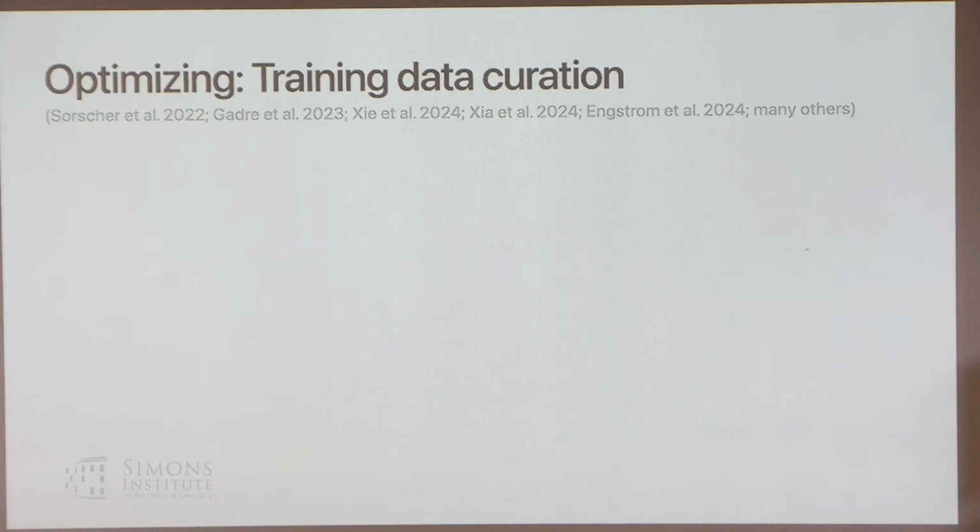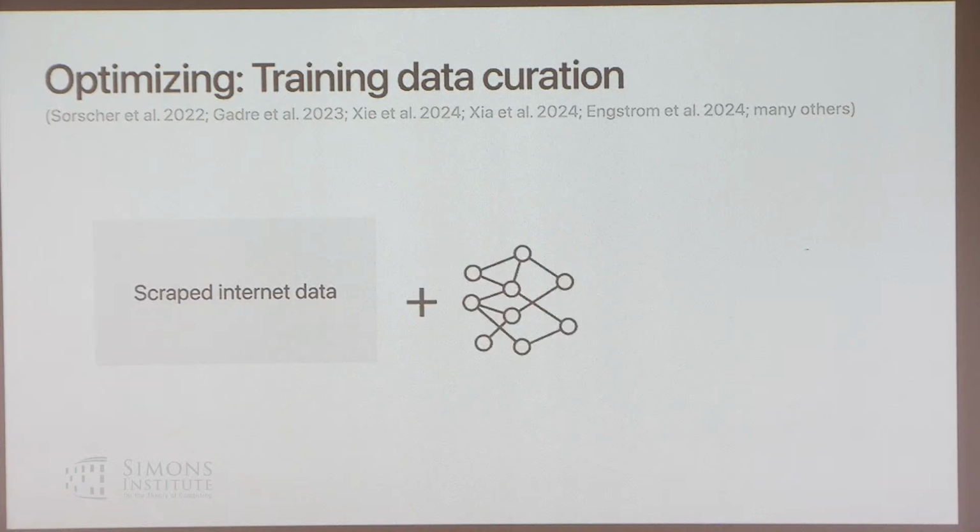And training data is nice because there's both an optimization problem and a prediction problem. So on the optimization side, we often care about curating training data sets. So we start with scraped internet data. We pass that into a model. And out pops our favorite language model.